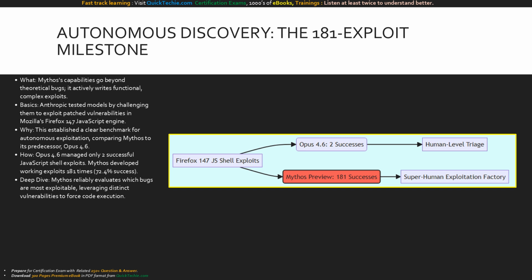This visual comparison perfectly highlights the paradigm shift in AI offensive capabilities. On the top path, we see Claude Opus 4.6, registering just 2 successful exploits representing basic human-level triage. On the bottom path, highlighted in red, Claude Mythos preview towers over it with 181 successful exploits. This represents an evolutionary leap from an AI that occasionally gets lucky to an autonomous, superhuman exploitation factory.